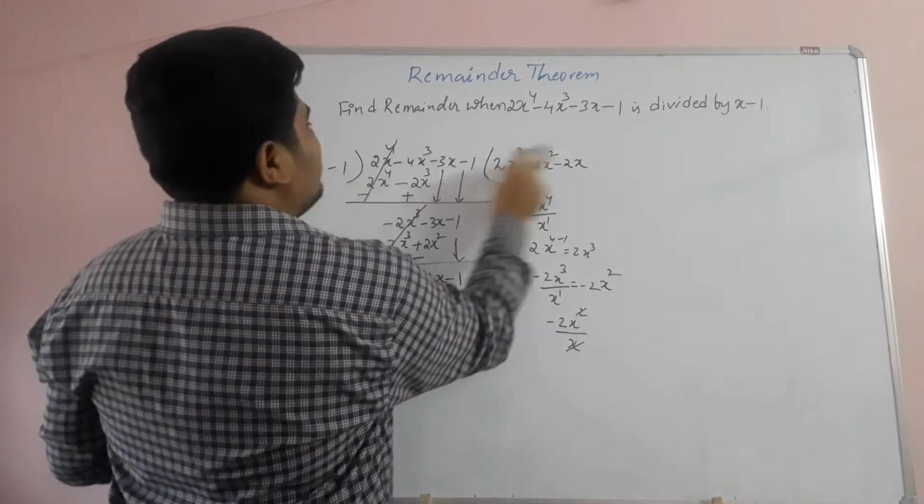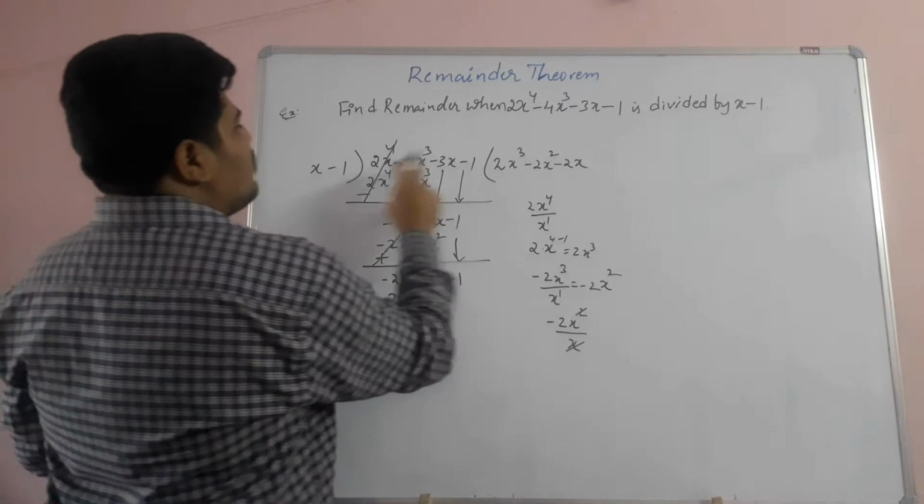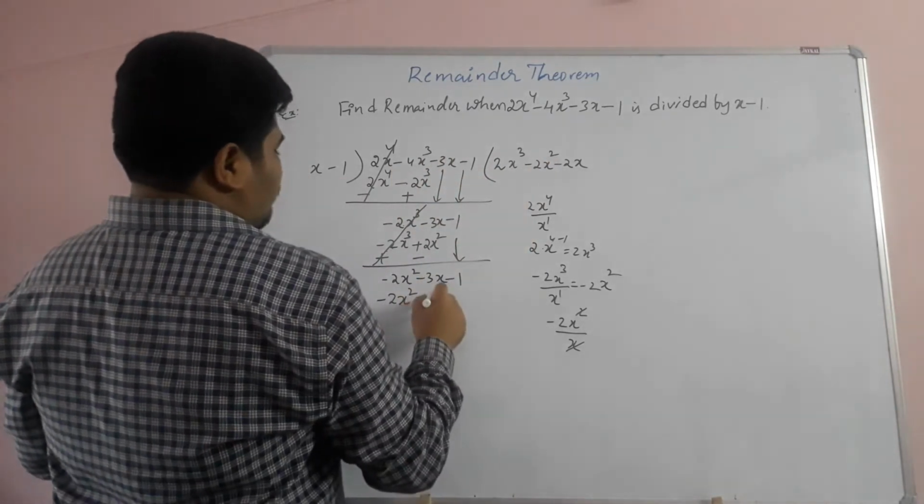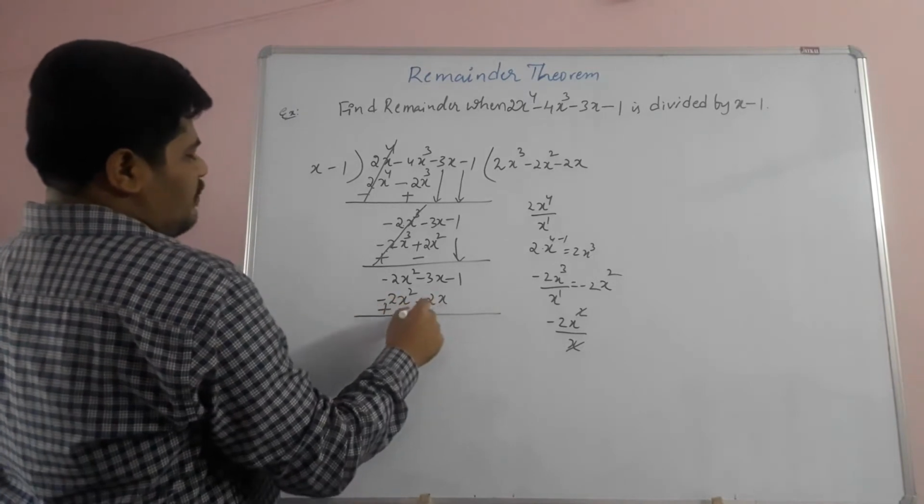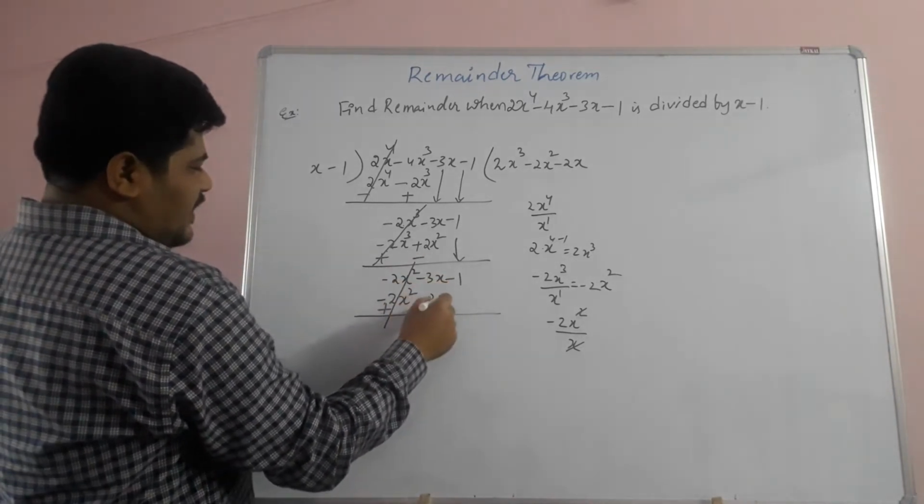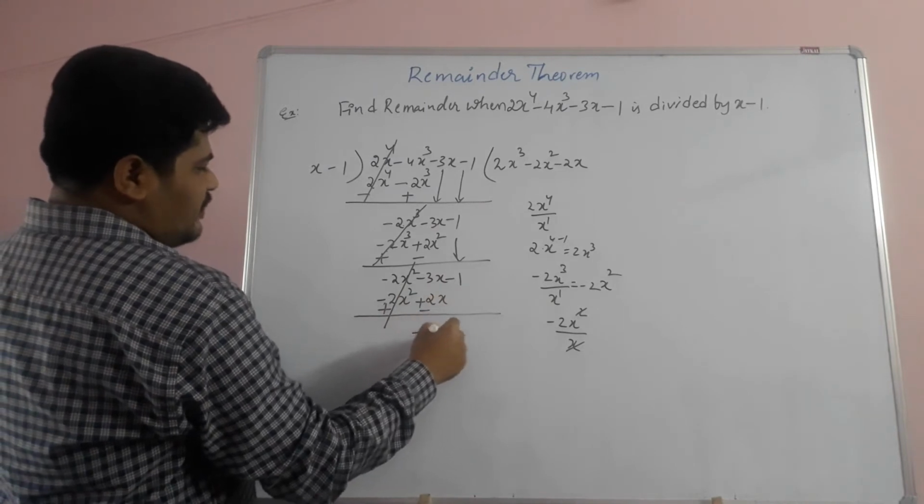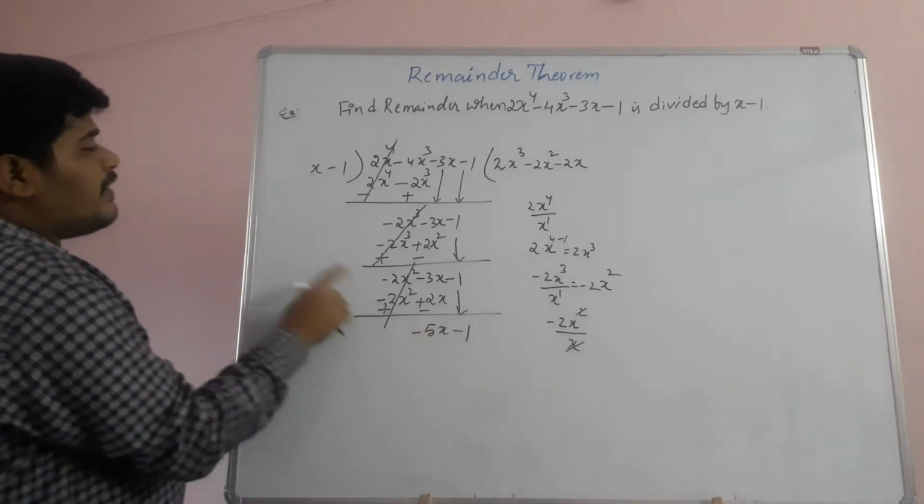Okay. So x into minus 2x is minus 2x square. Minus 1 into minus 2x is plus 2x. Okay. So this becomes plus, 2x becomes minus. It's cancelled. And this is negative 3x, negative 2x is negative 5x. And we have to write this minus 1 as it is. Children, again first term by first term.